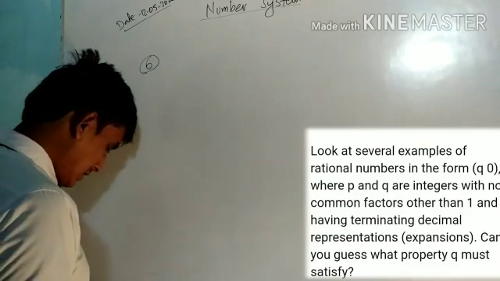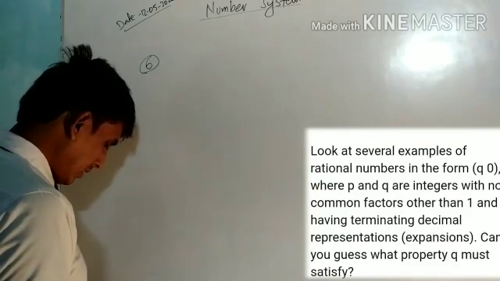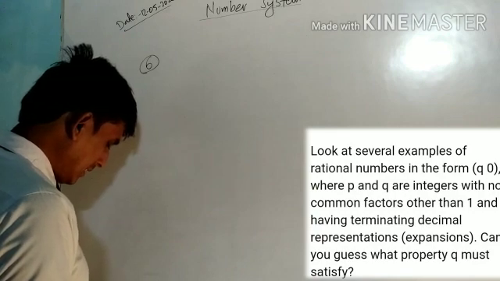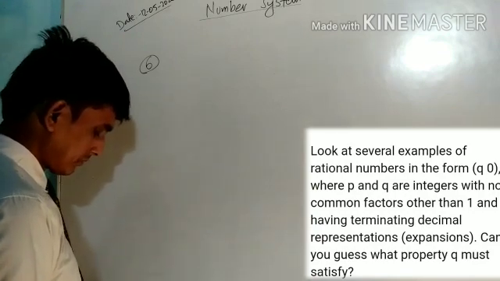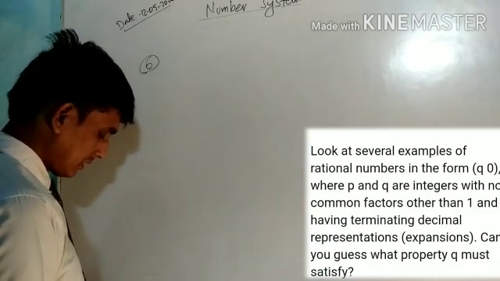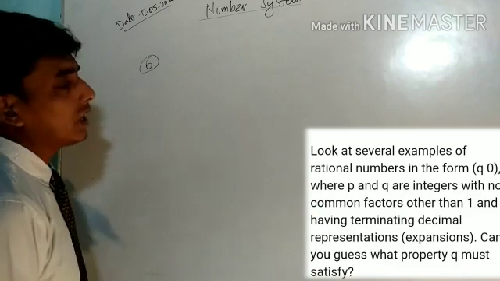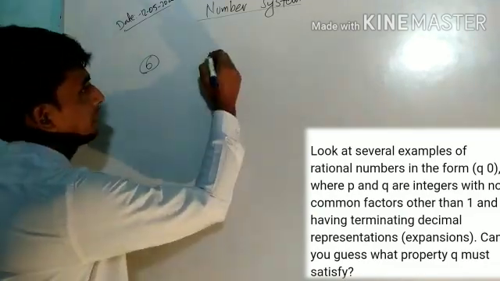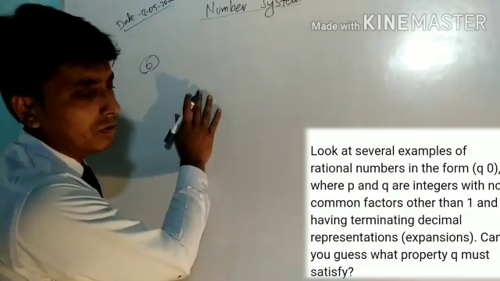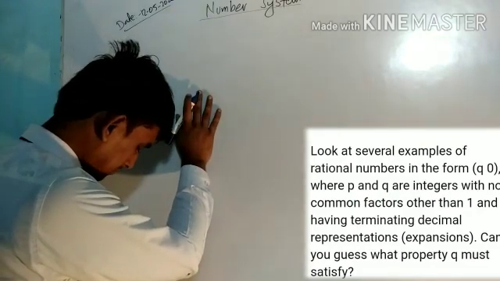Question number 6. Look at the several examples of rational numbers in the form p by q, where p and q are integers with no common factors other than 1. You have to give several examples of numbers in the form of p by q, and which is having terminating decimal expansion.